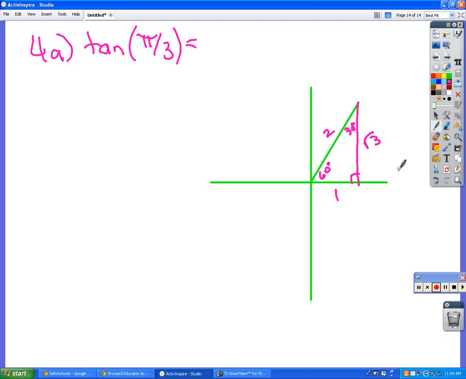Okay, so then you remember your old friend SOH CAH TOA. So sine is opposite over hypotenuse, cosine is adjacent over hypotenuse, and tangent is opposite over adjacent. So if this is my angle, the opposite side is root 3, the adjacent side is 1, so the tangent is going to be root 3 over 1, or just root 3.